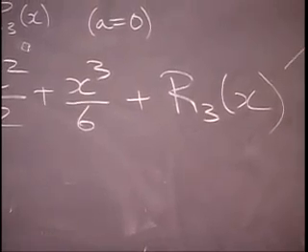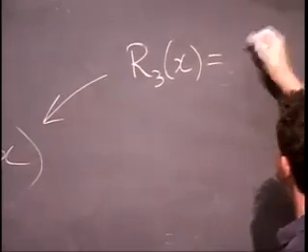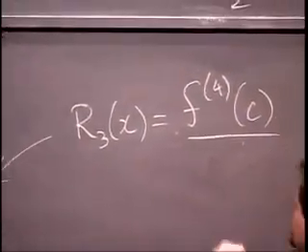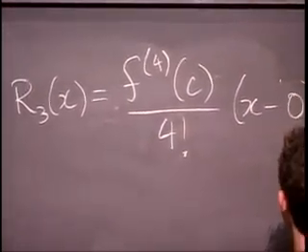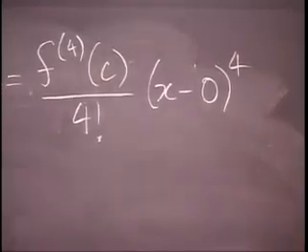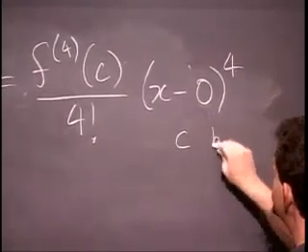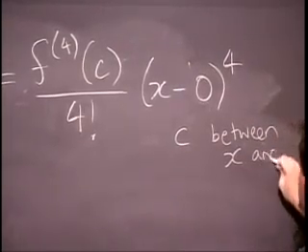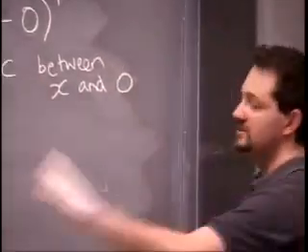What is R3 of x? Well, let's write this down. This is the fourth derivative at some number c divided by 4 factorial times x minus a to the fourth. But a equals 0, so I just write this. And what do we know? We know c is between x and 0. After all, we're taking a, that special number, in this example to be 0.